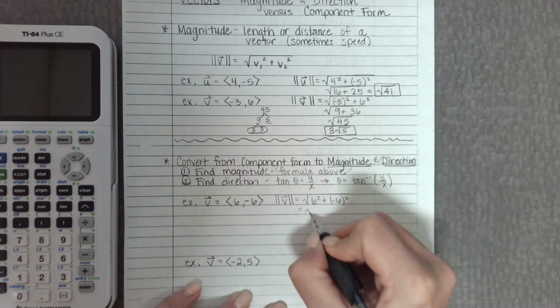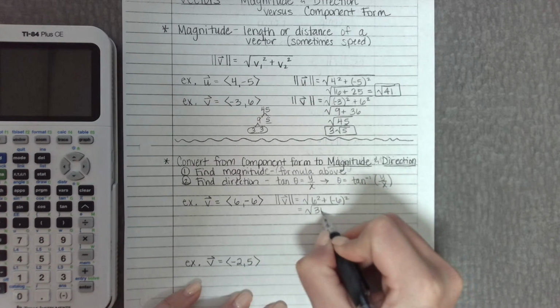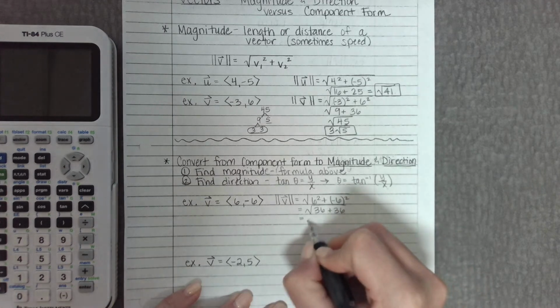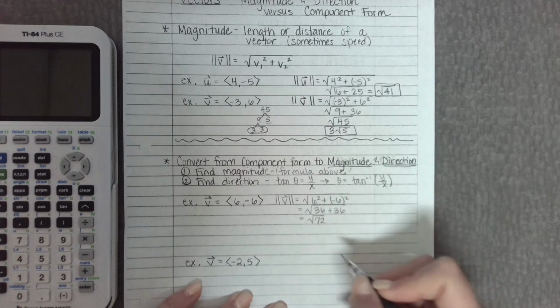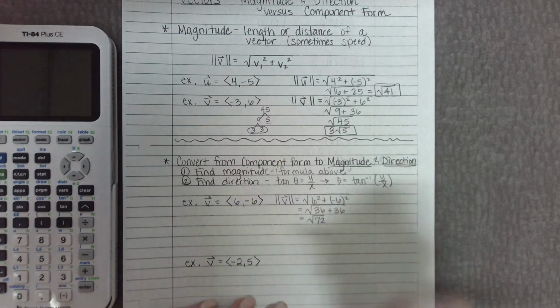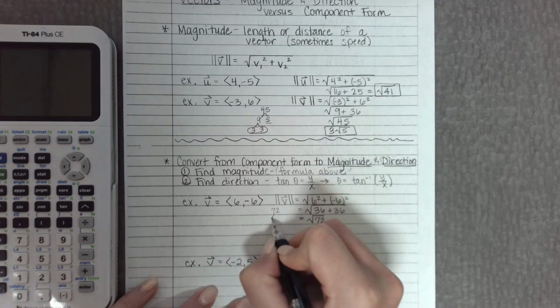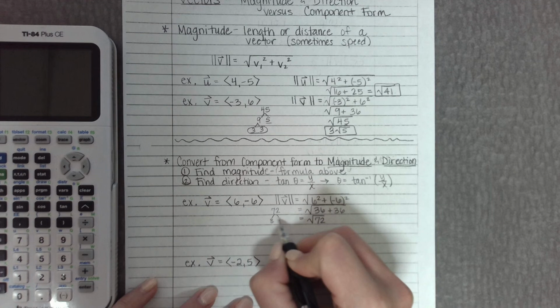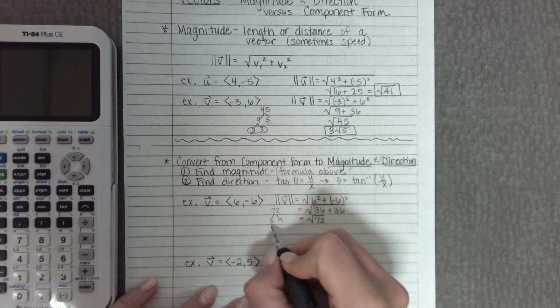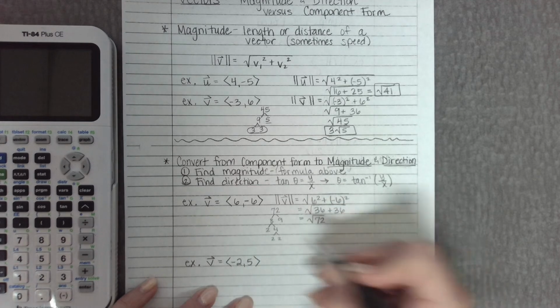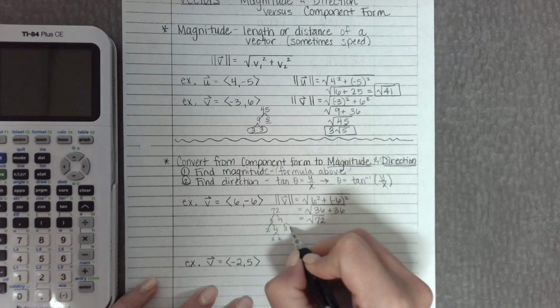All right, so that's the square root of 36 plus 36, the square root of 72. Okay, 72 is not a perfect square, but it can be branched out. So you can branch 72 out into 8 and 9, and you can keep branching the 8 into 2 and 4, and then keep branching the 4 into 2 and 2, and then you can branch the 9 into 3 and 3.